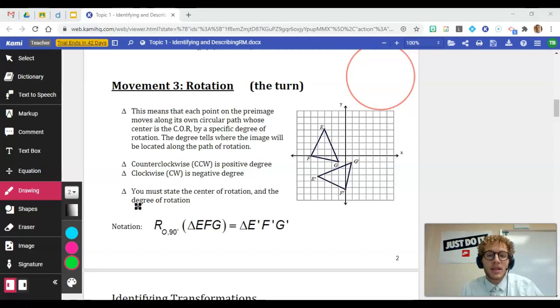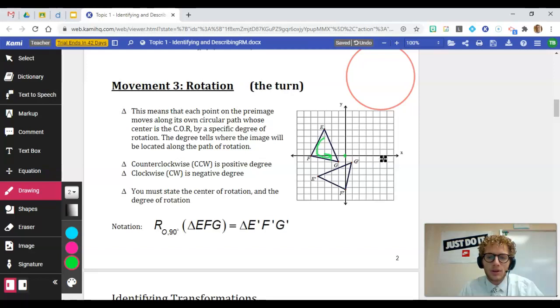And what a rotation means is that each point on the pre-image, in this case we are dealing with triangle EFG, we can see that's moving counterclockwise. Each point along this is moving in a circular path about a center of rotation. So in our case, the center of rotation is at the origin.